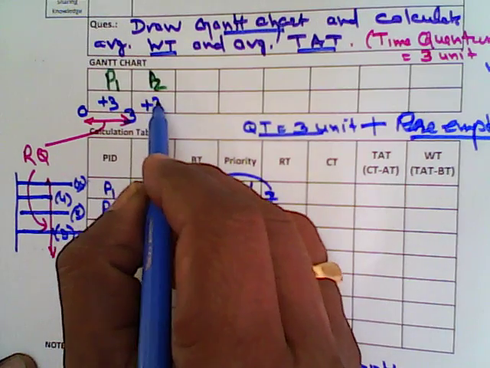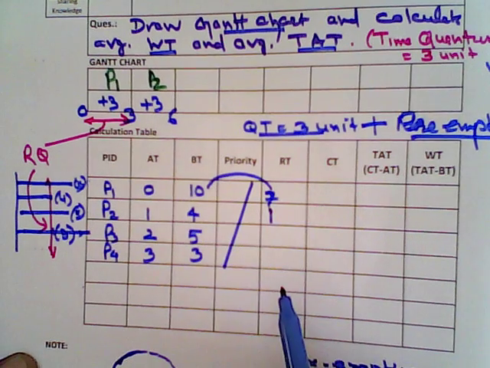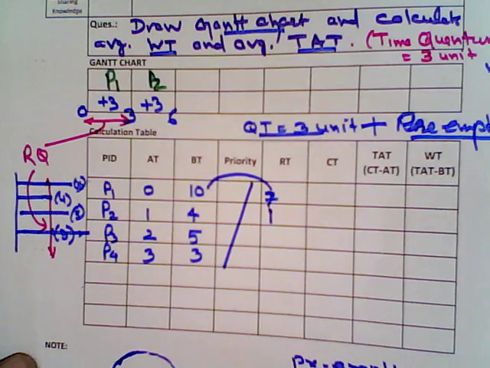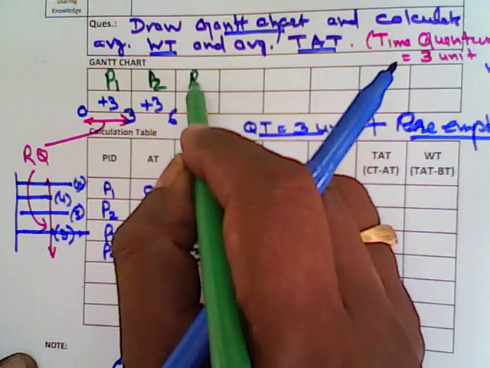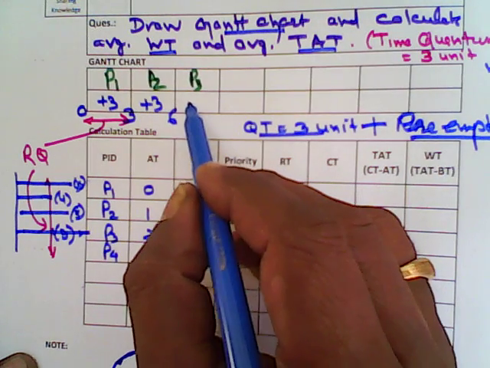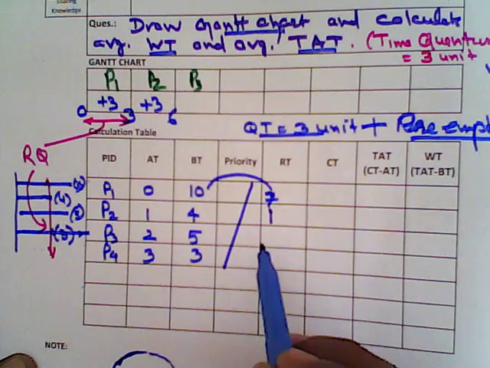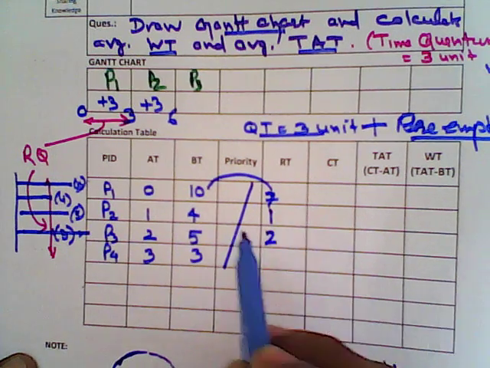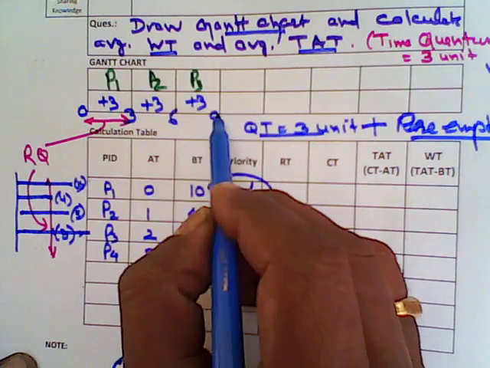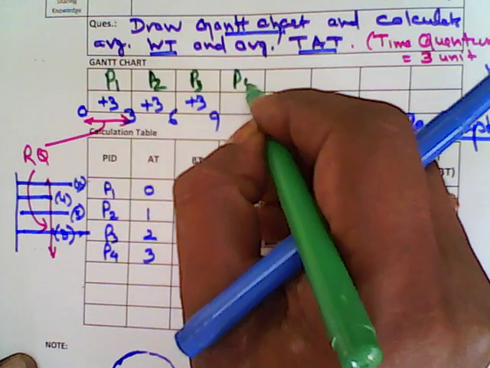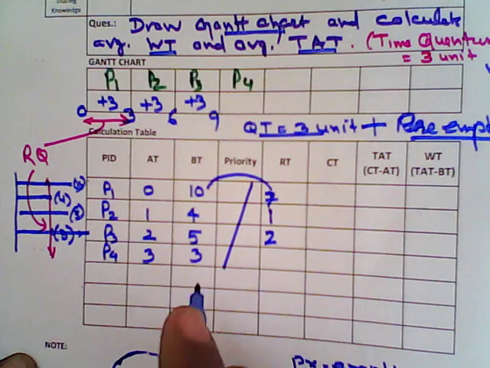Same thing we do for the next process. The next process is P3. In P3 also, at a time we cannot process 5, so 5 minus 3 is 2, and plus 3 it becomes 9. Then the next process is P4. P4 is 3 minus 3, which is 0, so plus 3 it becomes 12.